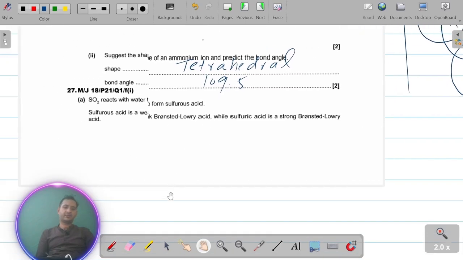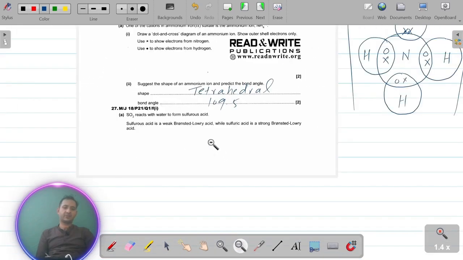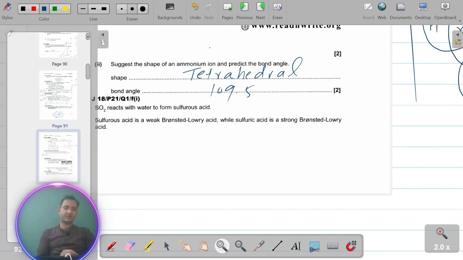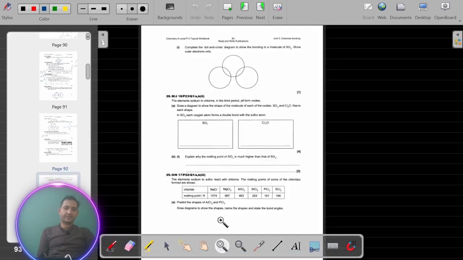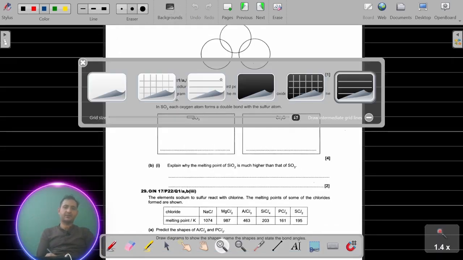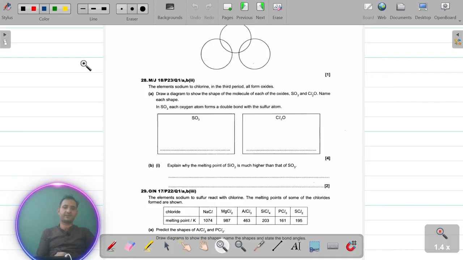SO2 reacts with water to form sulfurous acid. Sulfurous acid is a weak Bronsted-Lowry acid, while sulfuric acid is a strong Bronsted-Lowry acid. So I think he is asking about the structure of sulfurous acid.